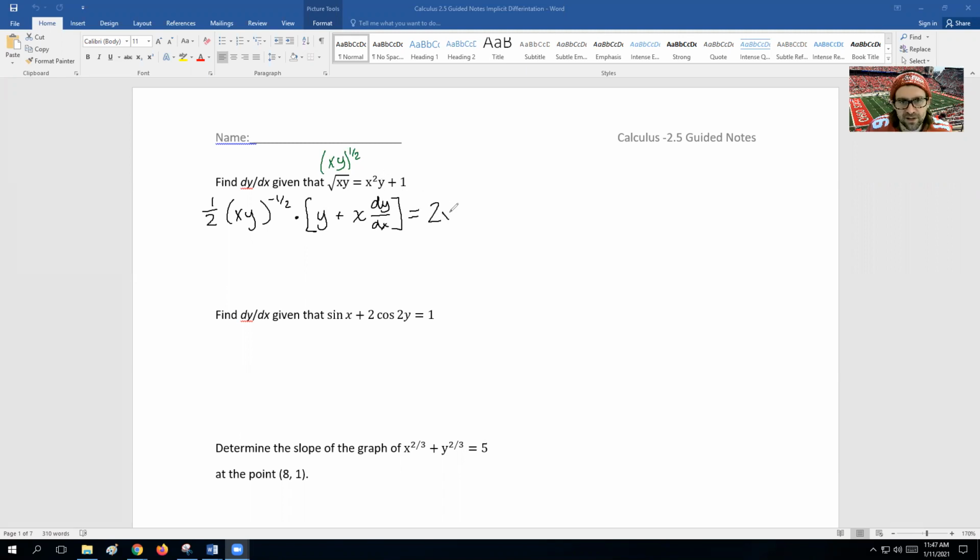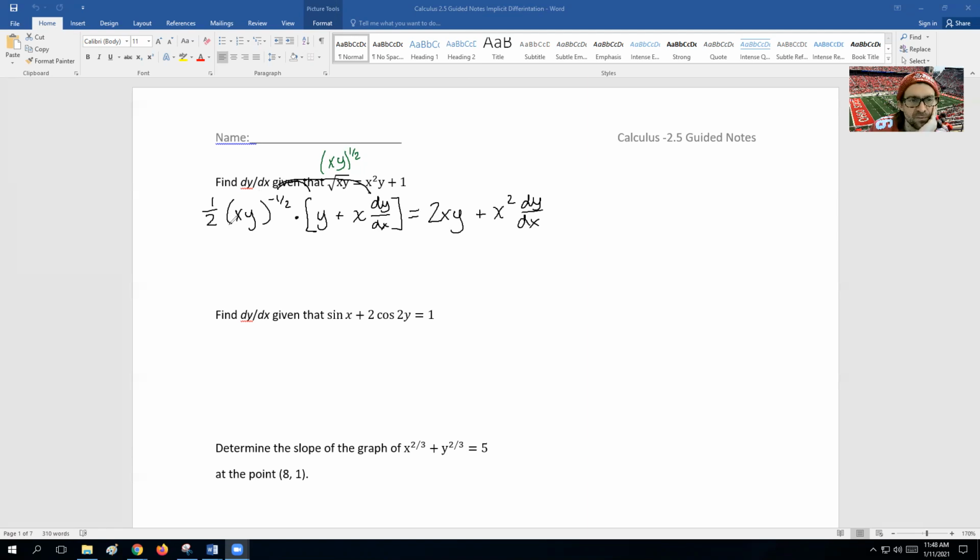Derivative of x squared is 2x. We'll leave the y alone. Plus, now we'll leave the x squared alone, take the derivative of y, which is also a dy dx. And the derivative of 1 is 0. Okay, what we need to do now maybe is, let's go ahead and distribute this to both of those terms here.